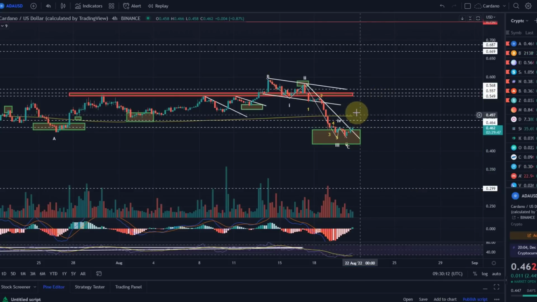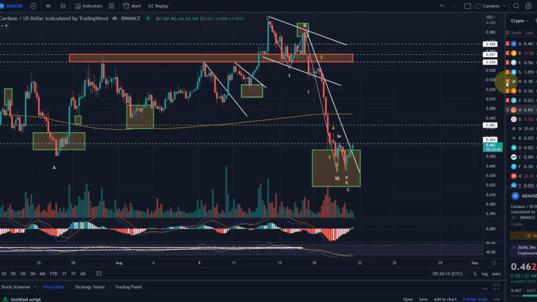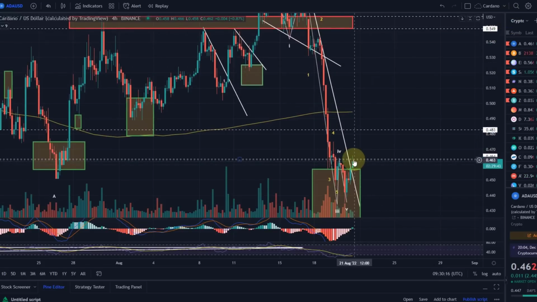But we've just broken above the trend line, but I would like to see a move for confirmation that indeed we are going higher above that 46.4 cents. Until then, we could still drop imminently lower. And that's currently my update about Cardano.